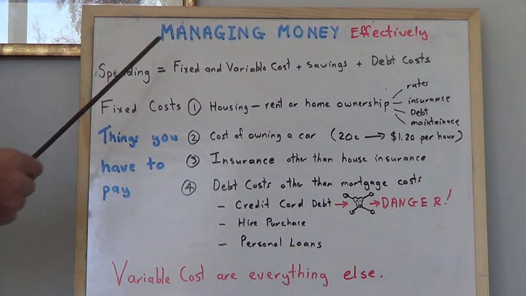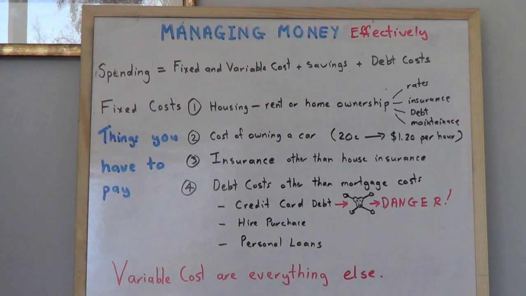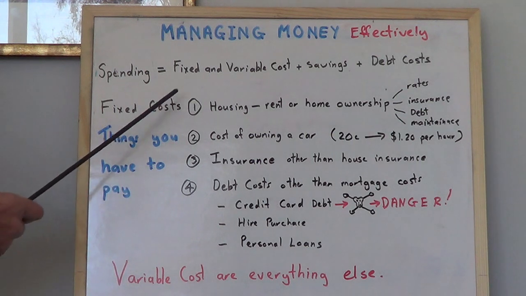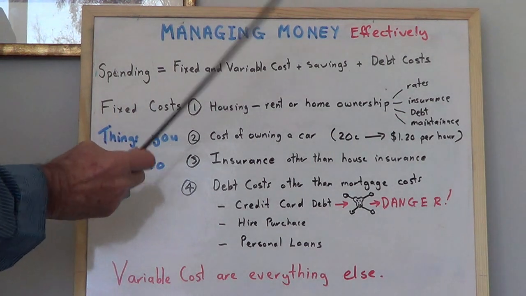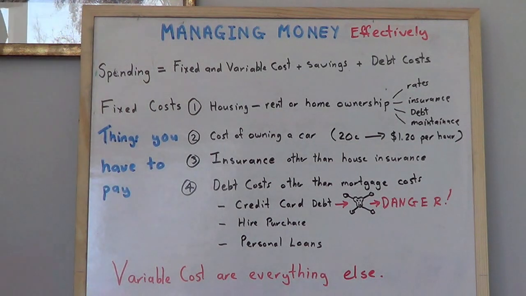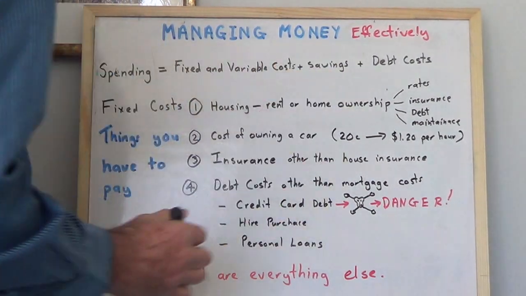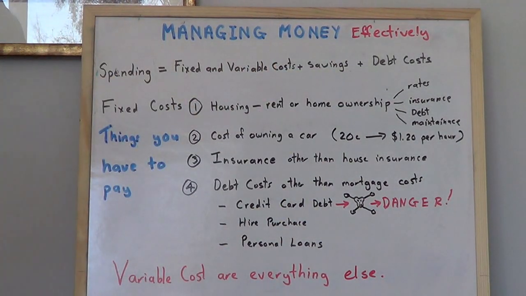Right, this is about managing money effectively. First of all, we need to look at spending. Now, spending is made up of fixed and variable costs, savings and debt costs. Let's get it right. Righto, now let's go over fixed costs first.